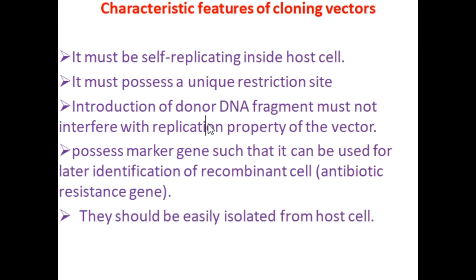Finally, they should be easily isolated from the host cell. We transfer the gene of interest into the host cell along with the vector. Within the host cell, it produces its character. The gene of interest has a particular character, no? For example, insulin. The gene of interest has the character to synthesize insulin, which means insulin is synthesized within the host cell. So if we can easily isolate the insulin from the host cell, this is good.